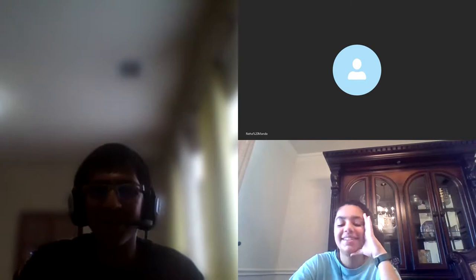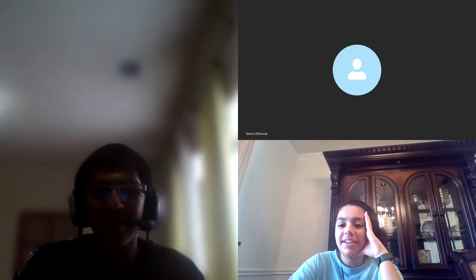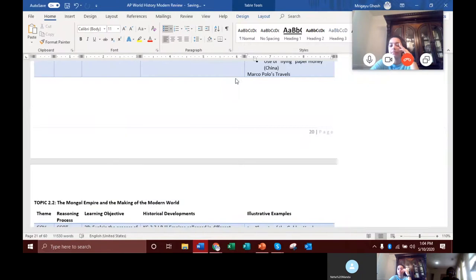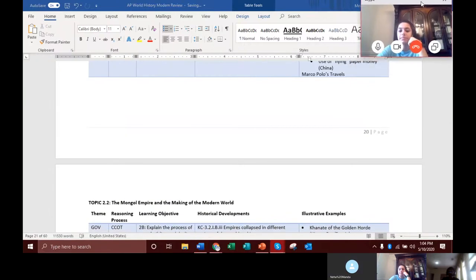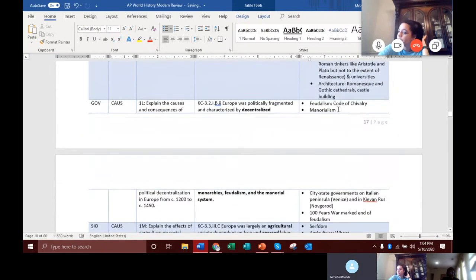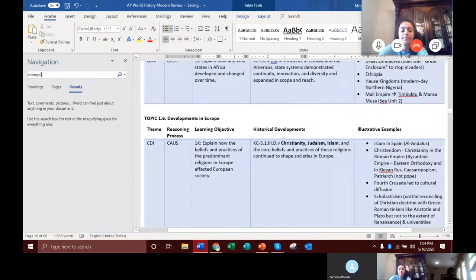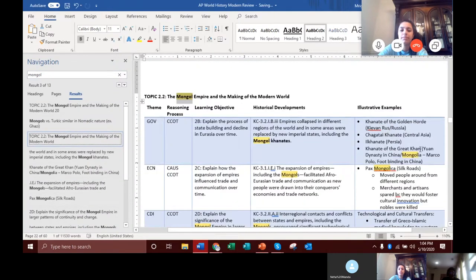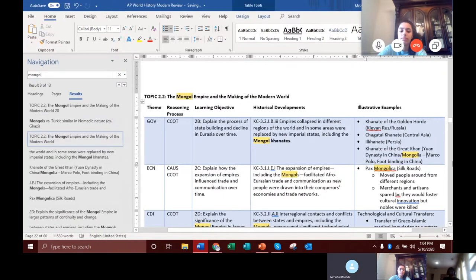Let me screen share like I was doing yesterday. Can you guys see my screen again? Okay, perfect. So there was one more thing I wanted to add, which had to do with the Mongols and the Yuan dynasty. What's it called? The Red Turban Rebellion, I think. That had to do with the Yuan dynasty, right? That was how they fell. I think that was how the Yuan dynasty fell, or the Song dynasty.